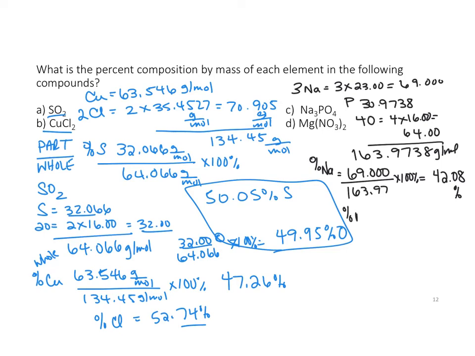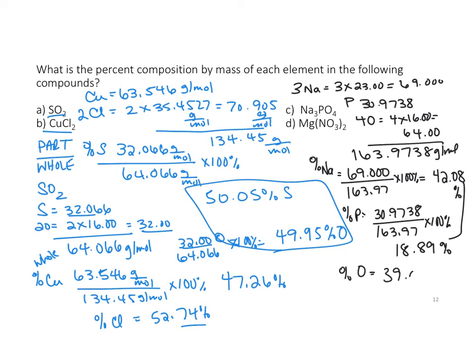The part that belongs to phosphorus then would be 30.9738 divided by 163.97 times 100%. So now we do 30.9738 divided by 163.97 times 100. That gives you 18.89%. And then the percent that's going to belong to oxygen, well, you can sum these two up and subtract from 100. So add the 42.08 and 18.89, that gives you 60.97, and you subtract that from 100, so 39.03% will be oxygen.